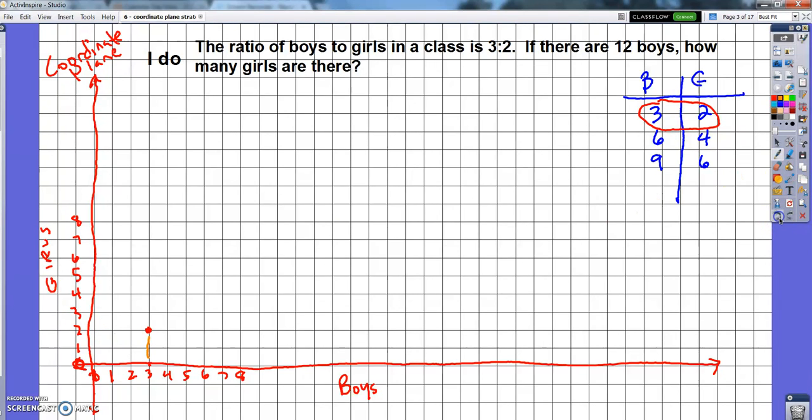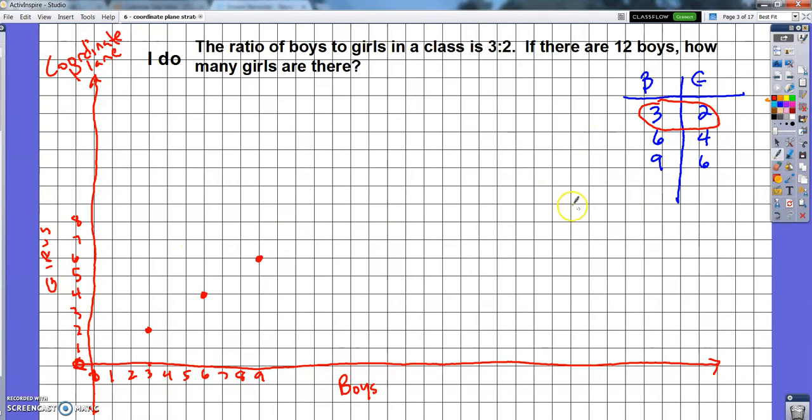And then I'm going to put another one on the next point for 6 boys and 4 girls. So I'm going to go to 6 on my boys and 1, 2, 3, 4 on my girls, and I'm going to put a point right there. That's the point where there are 6 boys and 4 girls. And last but not least, I'm going to put one where there would be 9 boys right here and 6 girls right here. 9 boys, 6 girls.